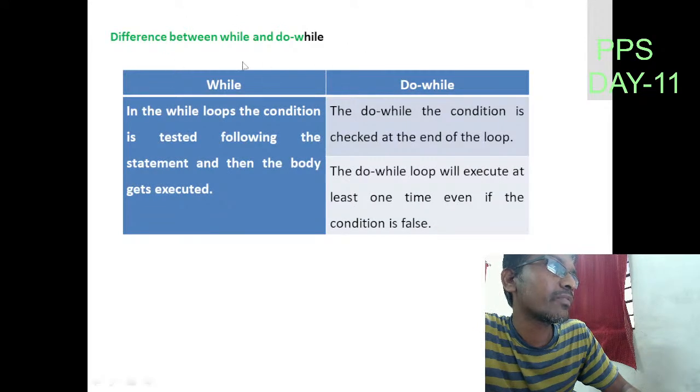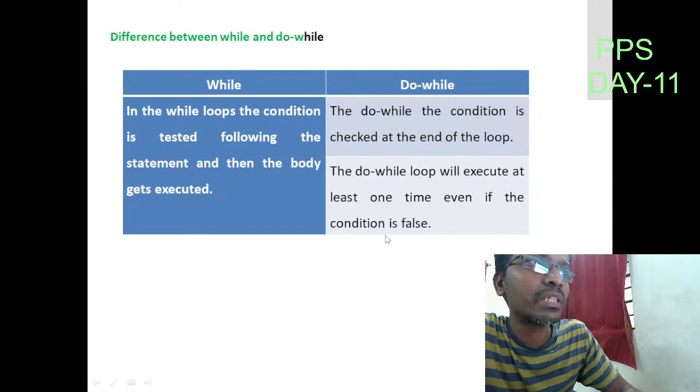Now here I am giving the difference between while and do while. I said that in a while loop the condition is tested first. After that, if it is satisfied, then it will go and execute the body of the loop. Whereas in do while, the condition is checked at the end of the loop. That means the statements will execute first. After that, the do while condition will be tested. That's why a do while is executed at least one time.